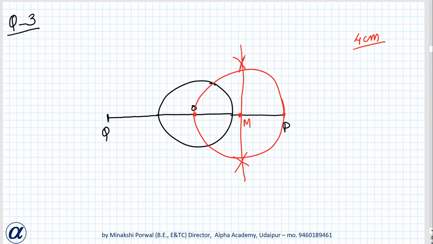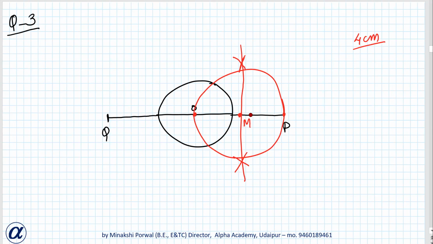Keep the fixed end of the compass here and cut an arc. Keep the fixed end of the compass here and cut the arc. Repeat from the other end, cut the arc, and join these 2 points. Okay.